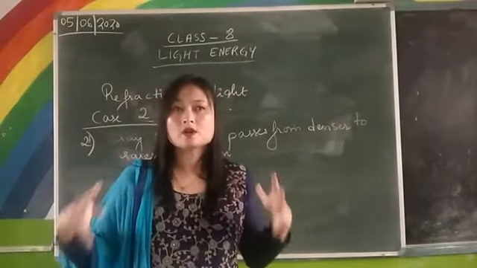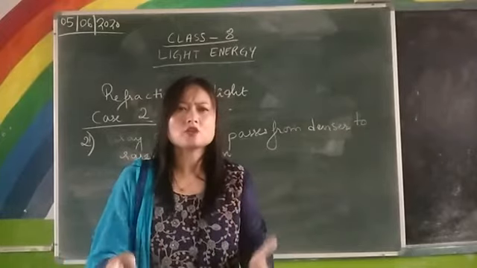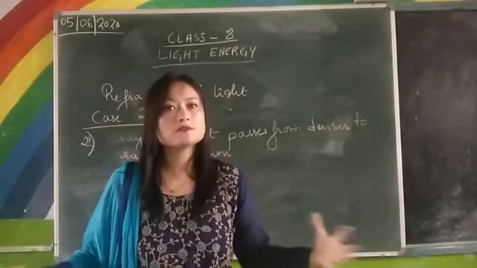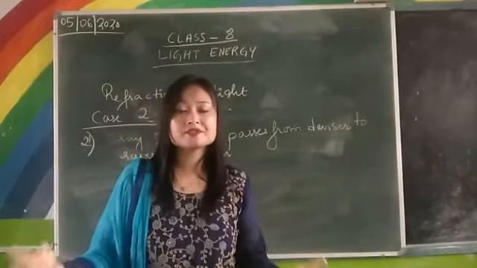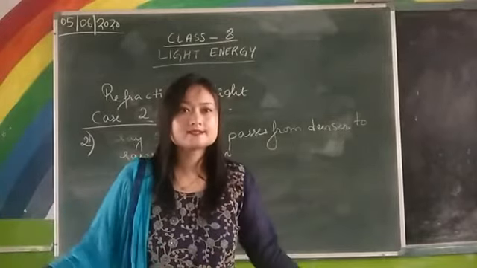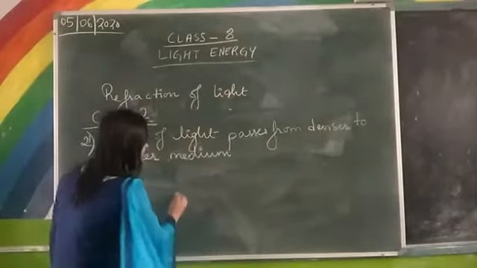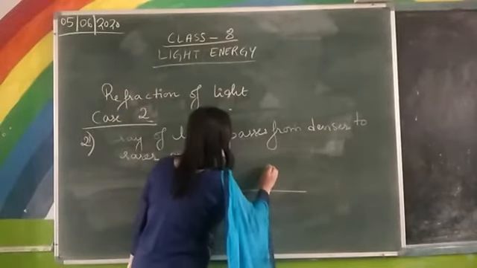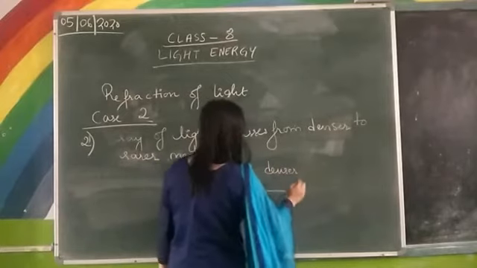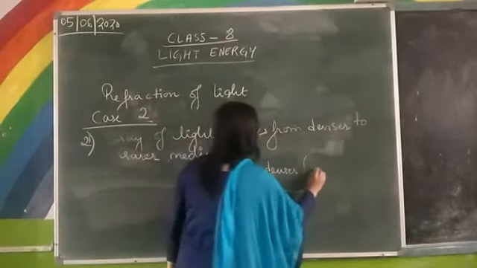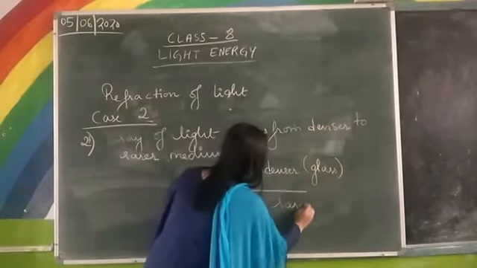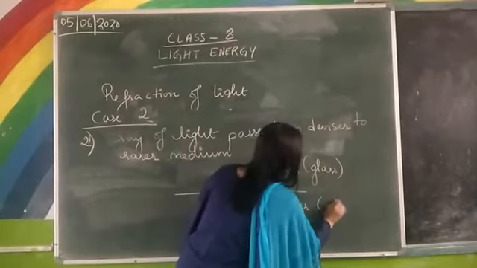When you are walking in a very crowded place, and then suddenly you enter an open space, what will happen to your speed? Does it increase or decrease? It will increase because you can walk more freely, isn't it? The same way, for a ray of light, when it passes from a denser medium, let's take glass here, to a rarer medium, say air.